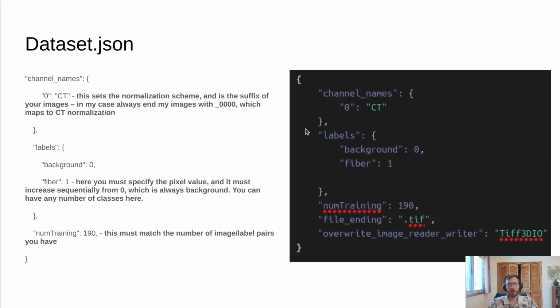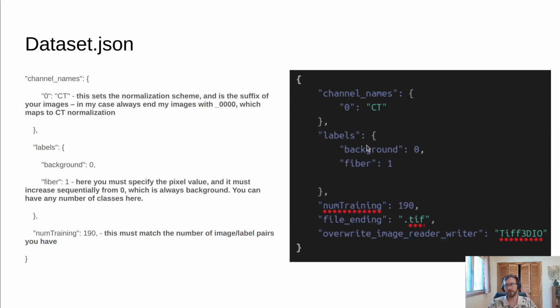Your dataset.json looks like this. It has a few things in it. Channel names, this is the mapping I was talking about. So you've got the 0 and then CT, so that's the mapping for normalization. So it's just a key value pair for suffix normalization scheme. You can add your own in here, and I'll show you how to append that later.